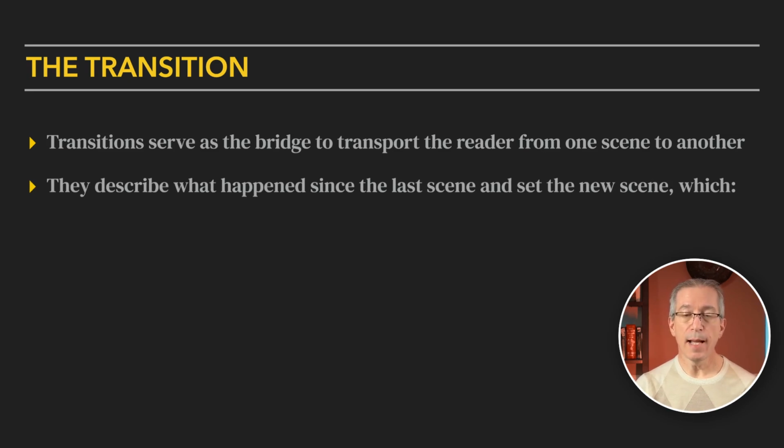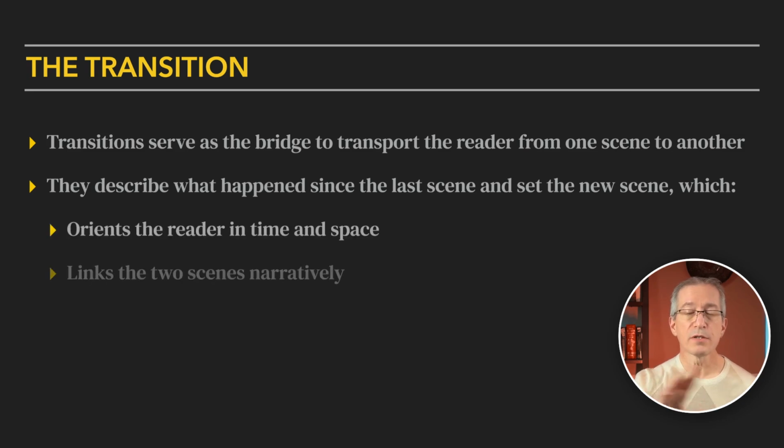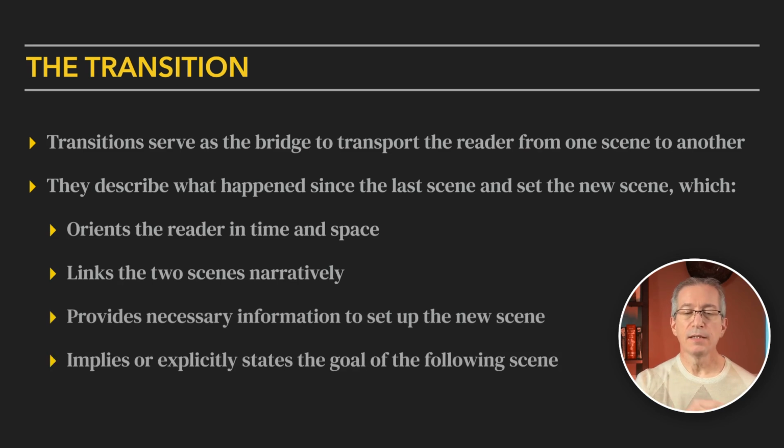It describes what happened since the last scene and sets the new scene, which orients the reader in time and space. It links those two scenes narratively. It provides necessary information to set up the new scene, and it usually implies or explicitly states the goal of the following scene. And so once we have that in mind, we now have our goal, the new scene is off and running.